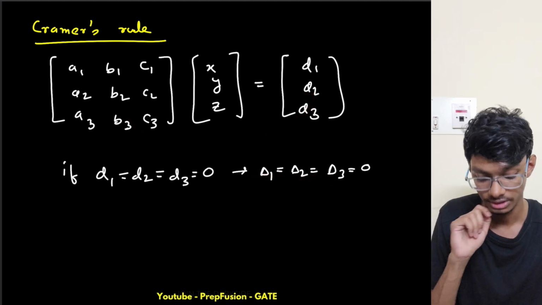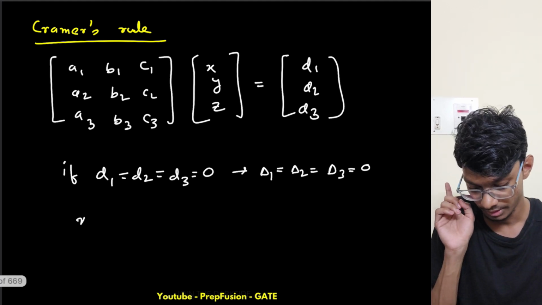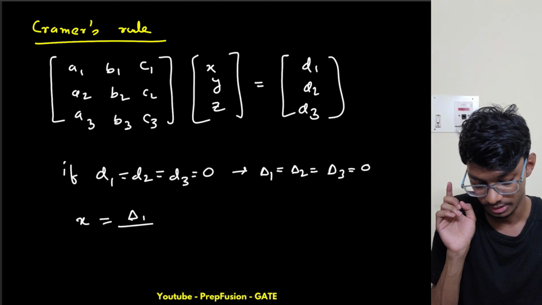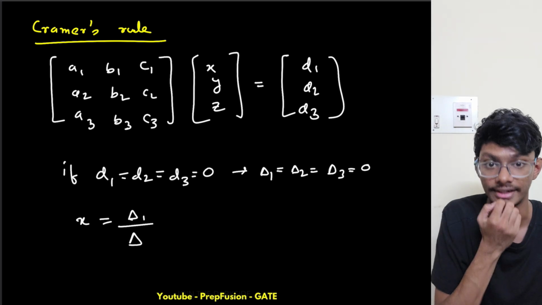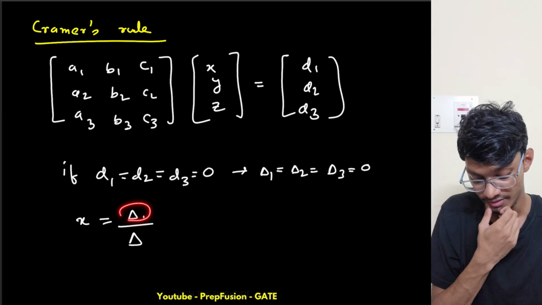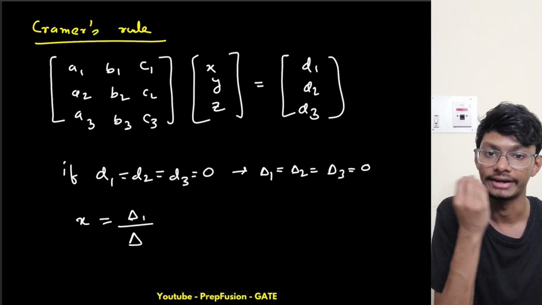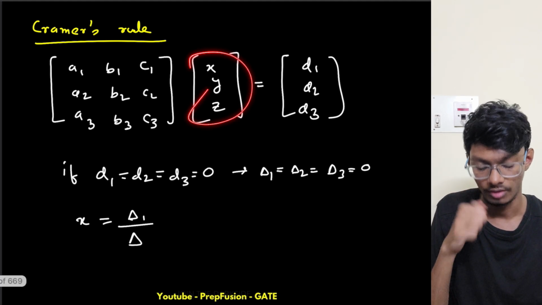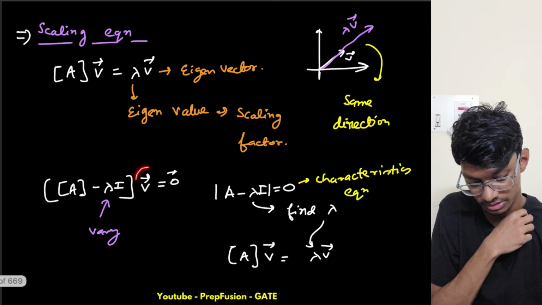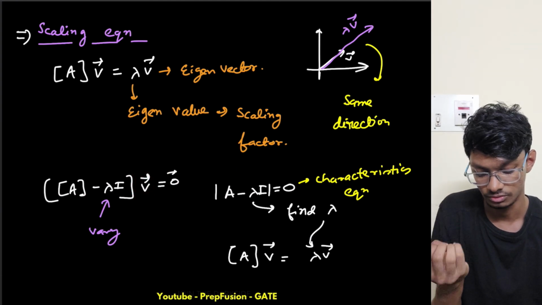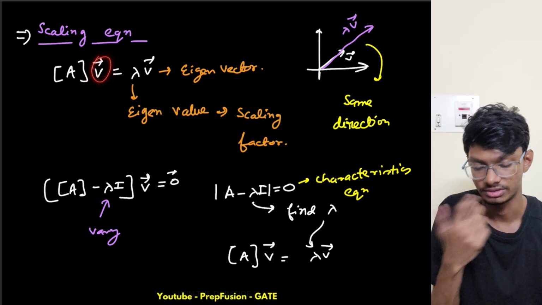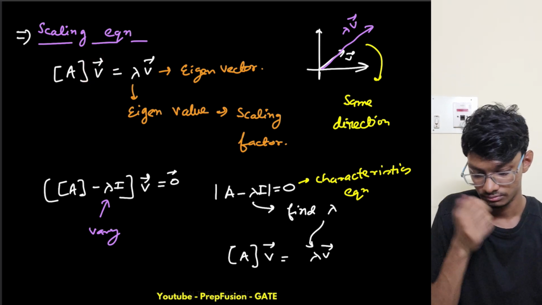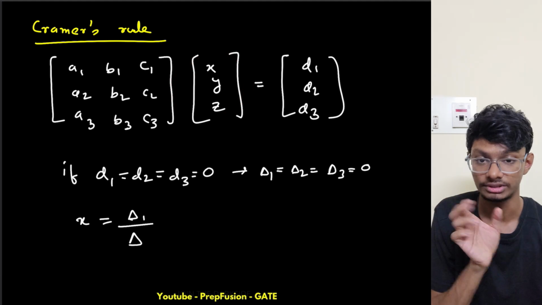Just revise Cramer's rule a bit. So what is the problem? My x equals delta 1 by delta. So if delta 1 is 0, then for any finite value of delta I will always get the zero solution, and I don't want that. I want a different solution, not the zero solution. The zero solution is this v vector being 0. If the v vector is 0, then I'm getting 0 equals 0, that is not an issue. But I want to find this v vector, this x, y, z, which is non-zero.